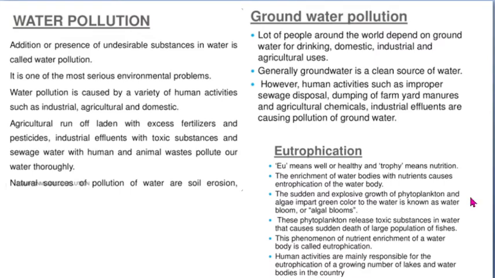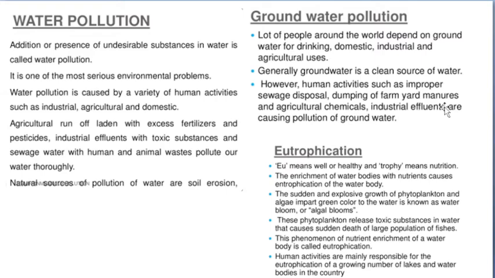Okay, so the enrichment of water bodies with nutrients causes eutrophication of the water body. So in this eutrophication condition, what happens? The sudden and explosive growth of phytoplankton and algae impart green color to the water. It is known as water bloom or algal blooms. Okay, so this is the first symptom of a eutrophic body.